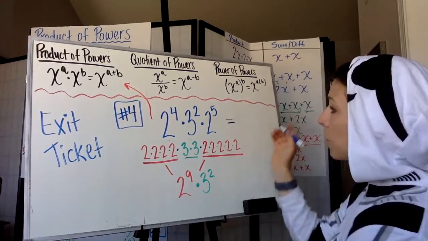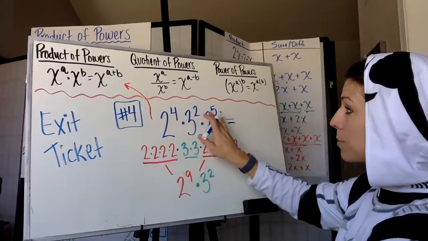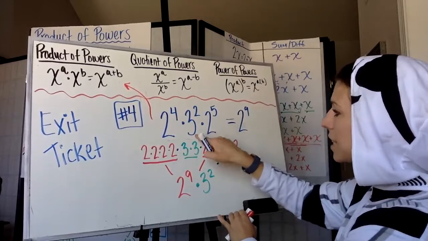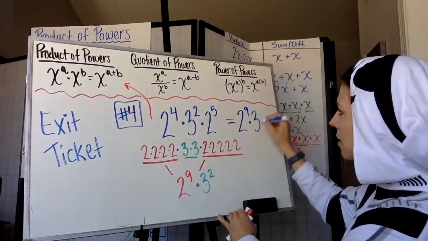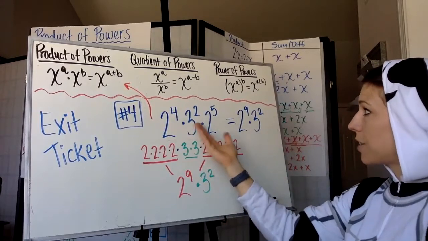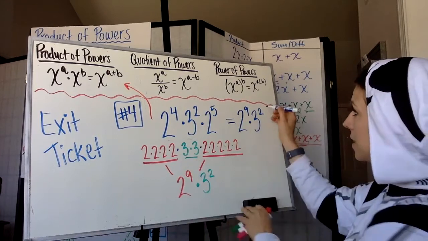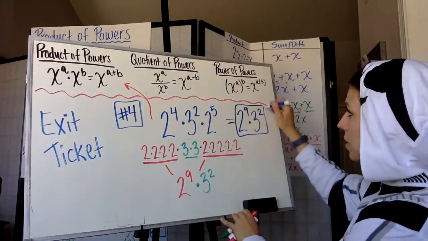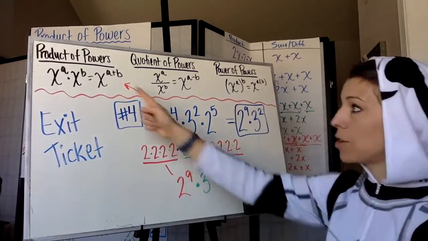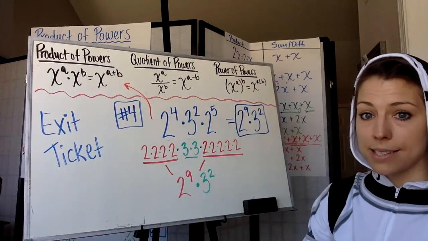So if I were to do this in one step, I would notice that I have the same base 2, so I could add these exponents. 4 plus 5 is 9. And then what could I do with this 3? Just bring it along. And then again, because it actually has numbers in it, you can check using a calculator, but this is your final answer. This is all that you can do here. So it is a product of powers, but you can only apply this rule if the powers have the same base.